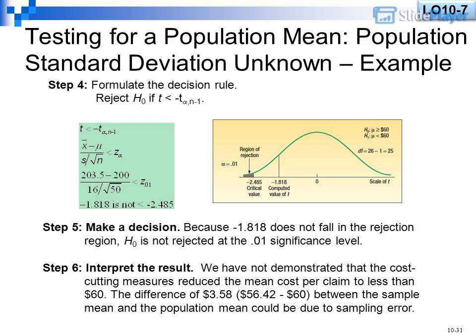The difference of $3.58, $56.42 minus $60, between the sample mean and the population mean could be due to sampling error.